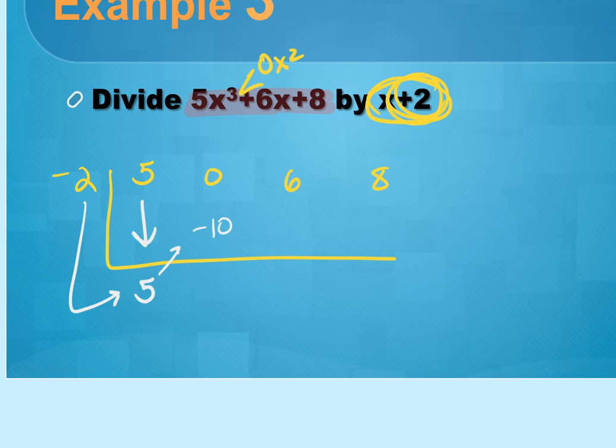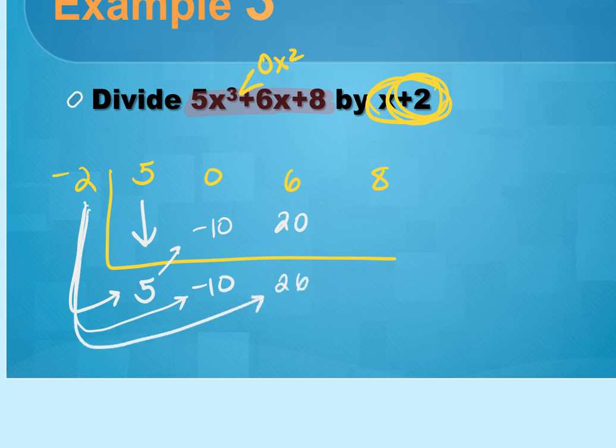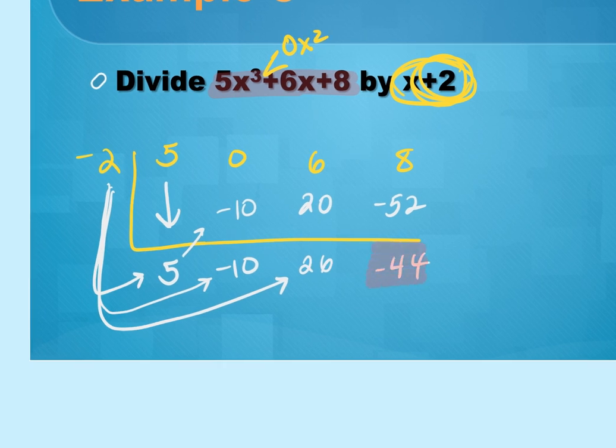I add them. 0, negative 10 is negative 10. I repeat the process. Multiply by what's on the outside. Negative 2 times negative 10 is 20. I add them. I get 26. I multiply by what's on the outside. Negative 2 times 26. Negative 52. I add them. Positive 8, negative 52 is negative 46. No. Negative 44. This is my remainder.